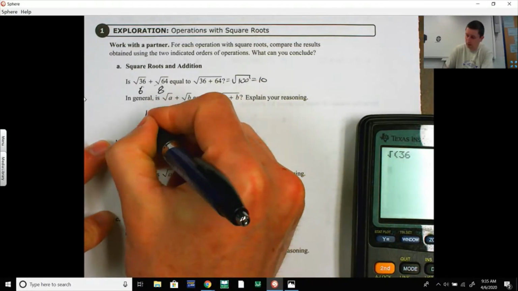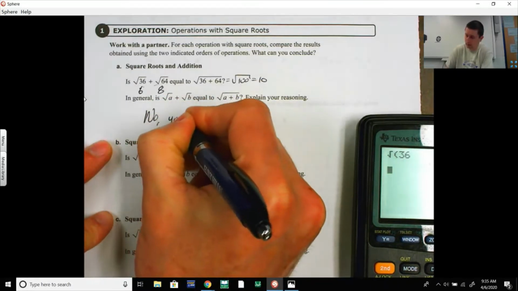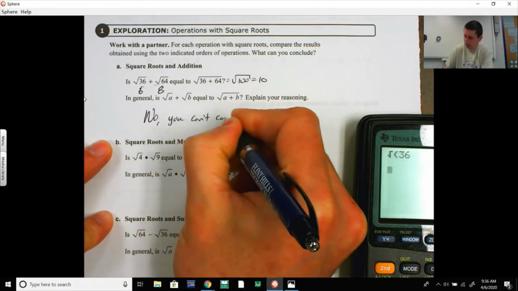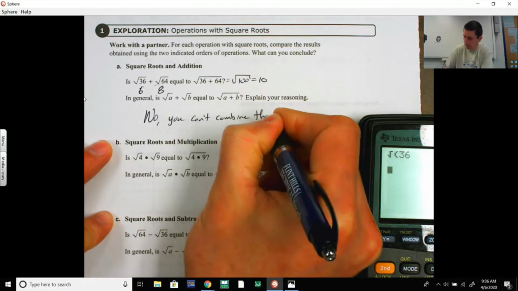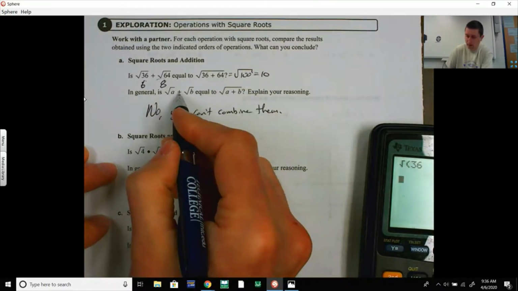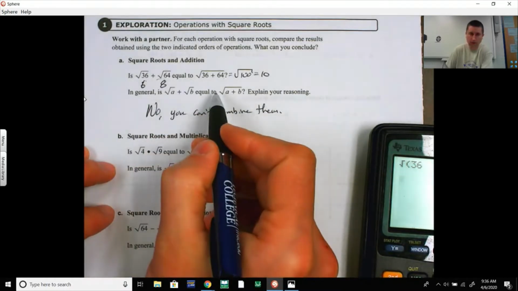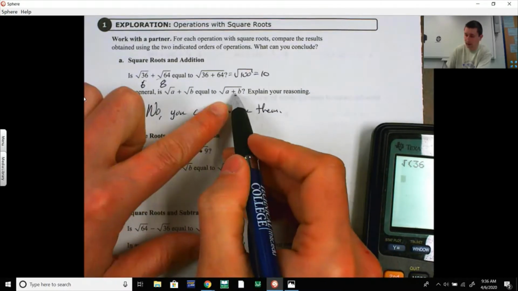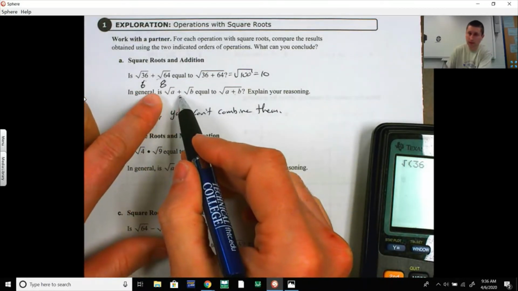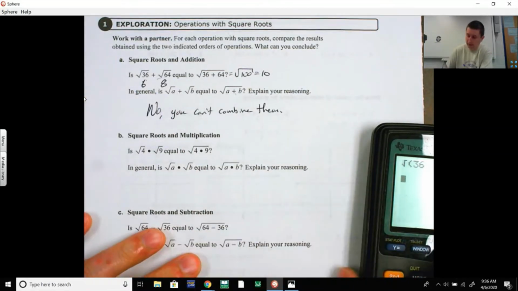So no, you can't combine them. If you're adding them, you can't just put the square root over the whole thing. That is not equal. Same thing here. If you have the square root of two things that are added, you can't split it up like this. Not with addition. Now with multiplication, it does work.